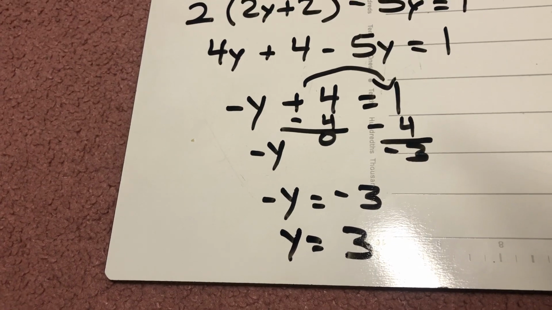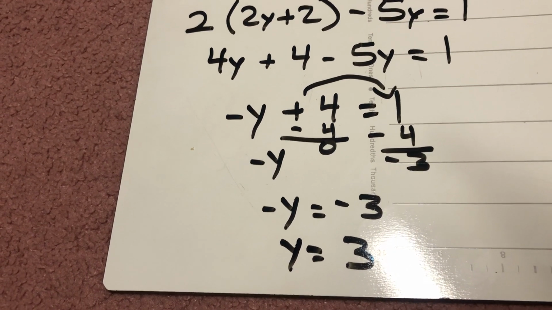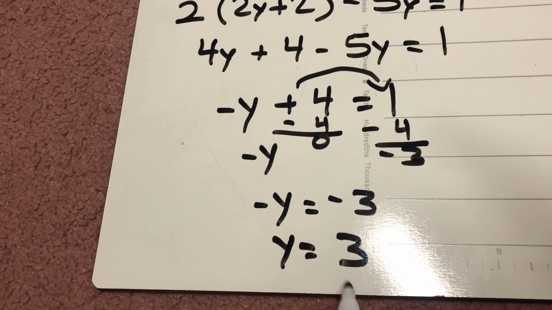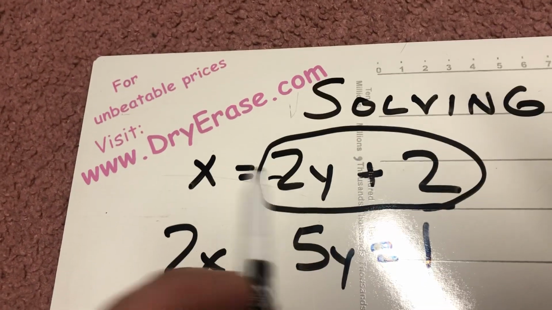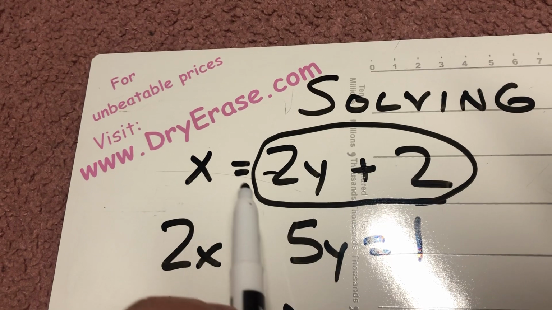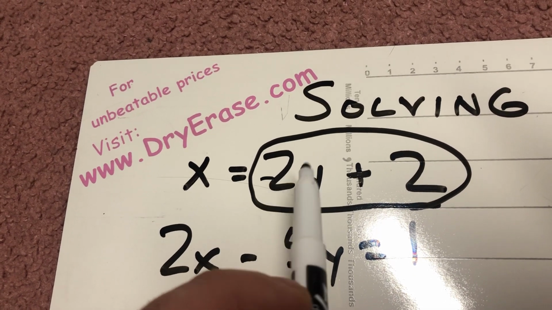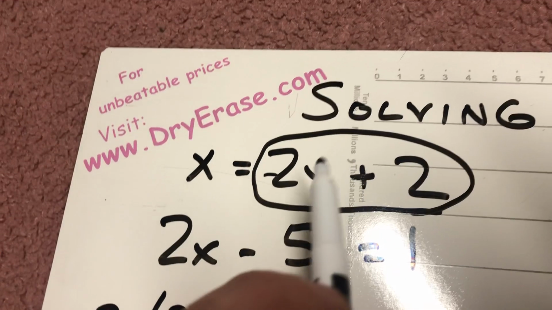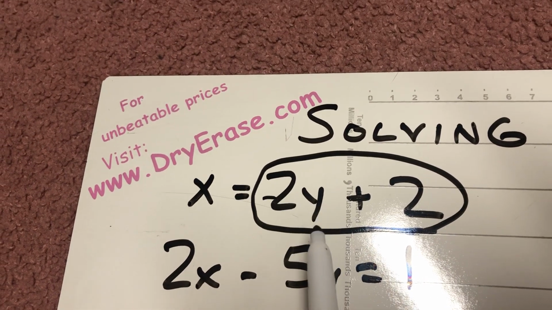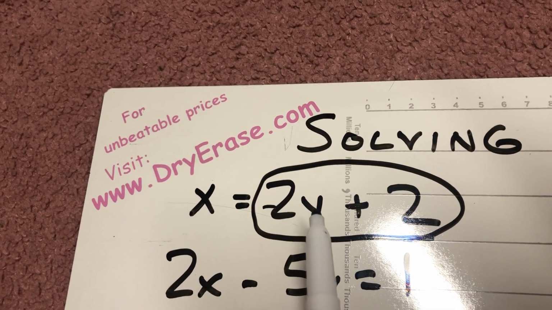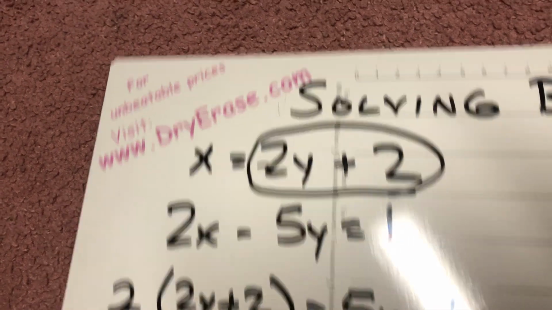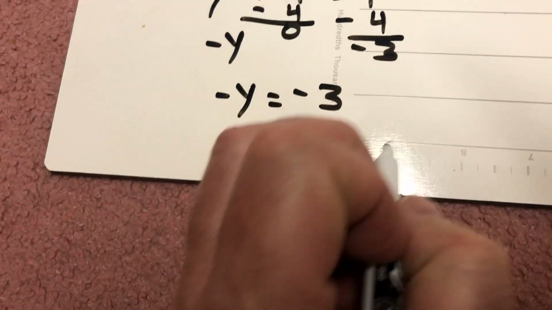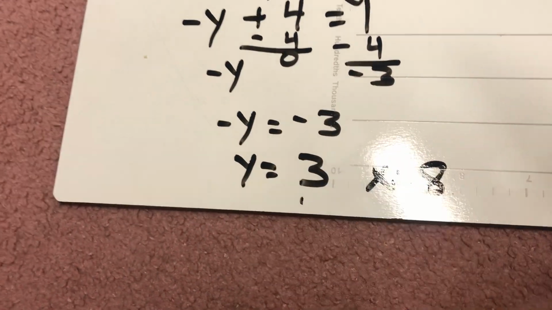Then I have to go back in and solve for x. But now I know that y equals 3. So I'm going to take y equals 3 and put it into this equation. x equals 2y plus 2. Well, y equals 3 as I solved, so I'm going to have 2 times 3. 2 times 3 is 6. 6 plus 2 is 8. So that tells me that x equals 8.